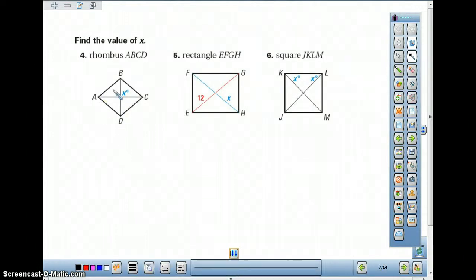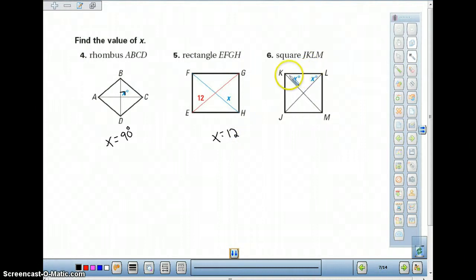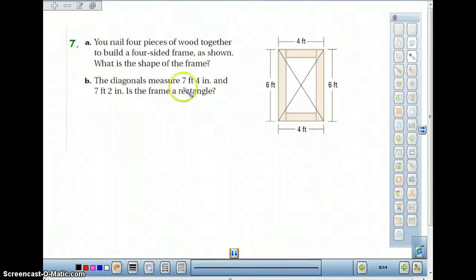So when we move here, now we're really talking about properties. We know that X, our diagonals of a rhombus, are perpendicular. So X is going to be 90 degrees. This is where your properties really come in handy. Our diagonals are congruent. So if this is 12, X is also going to be 12. Okay, and if I have a square, my angles are 90 degrees, and if these bisect each other, which they do, X is going to be 45 degrees. Lots of confusing properties that you really need to concentrate on.